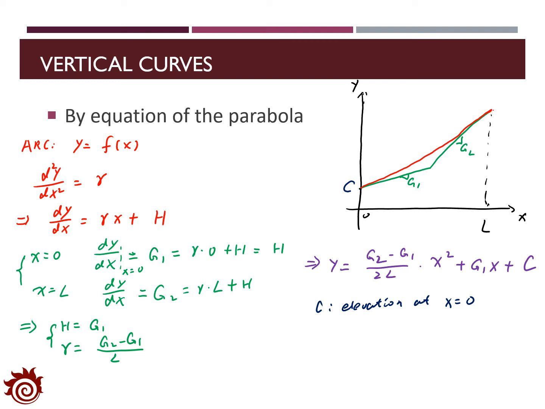And we can also find out the location where we have the highest point of that curve, which would be dy over dx equal to 0. With that, we can find out the location x prime equal to minus g1 over r.